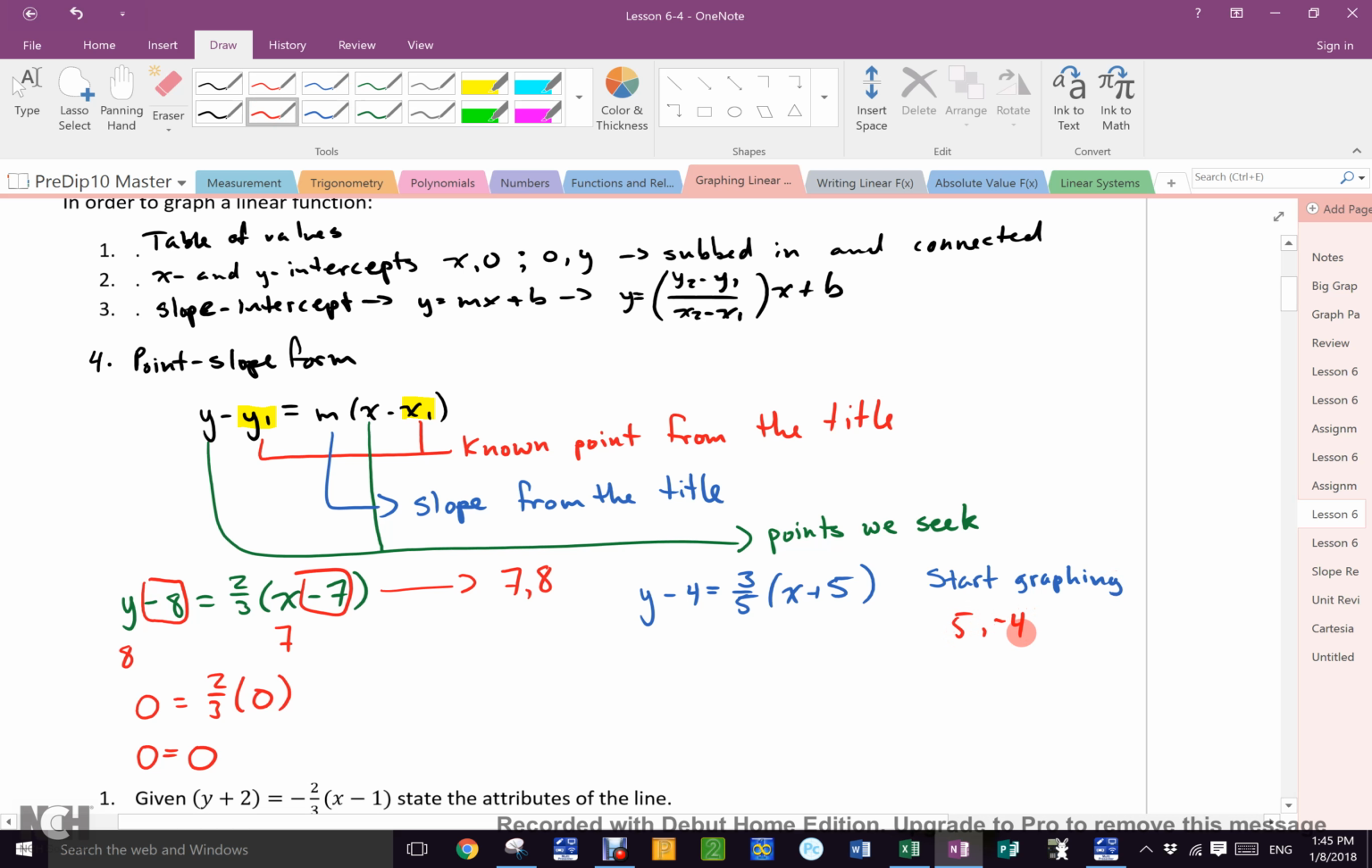5, negative 4. Okay, so negative 4 is the y value. y minus 4 equals 3/5 times x plus 5. Because that's an x value, right? What's negative 4 minus 4? Negative 8 equals 3/5 times 10. That's negative 8 equals negative 6, yes? Does negative 8 equal negative 6? It's not.